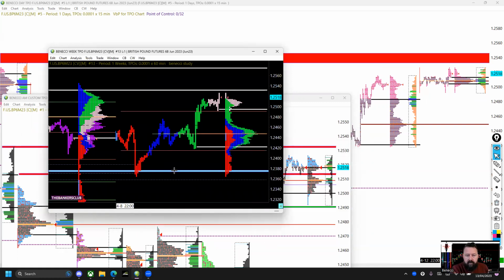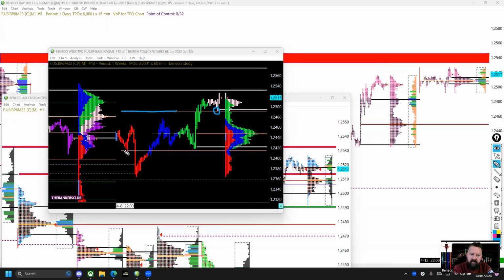Get rid of some of this junk. Right, so the weekly chart. This is where we rejected from this low volume node. And there's another low volume node there, which is where I got long yesterday. Do you remember on the news? We pulled back down into this low volume node.